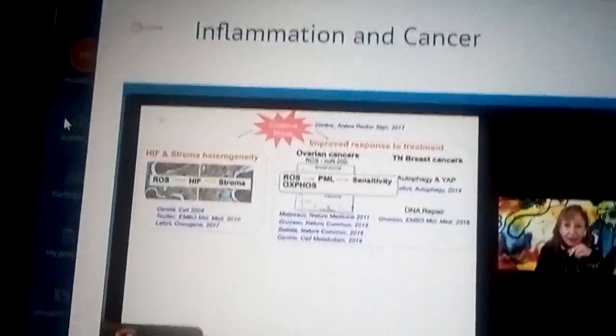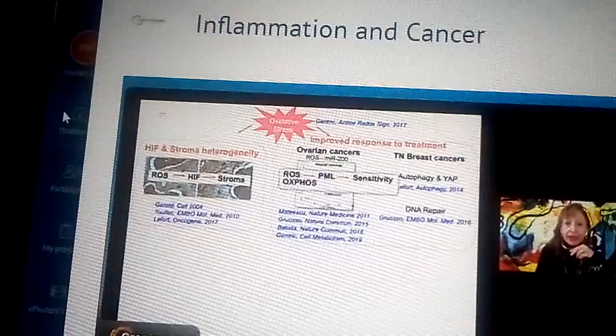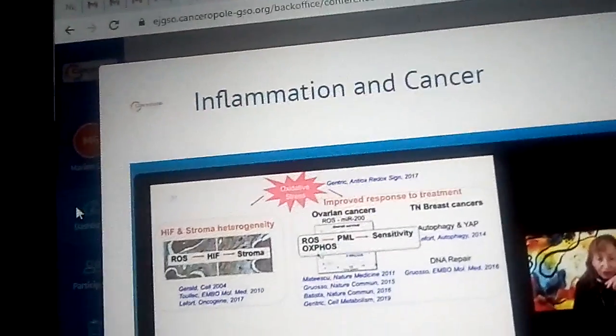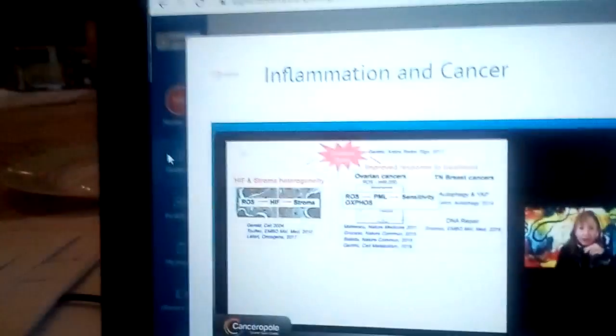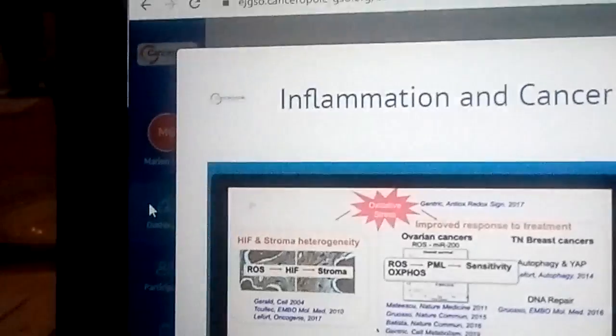Even more recently, we identified OXPHOS and metabolic heterogeneity in ovarian tumors again, linking this oxidative signature and respiration capacities to the promyelocytic leukemia factors, and ROS accumulation to chemosensitivity. But then, in addition to all of that, we also established recently some stromal heterogeneity in breast and ovarian tumors.